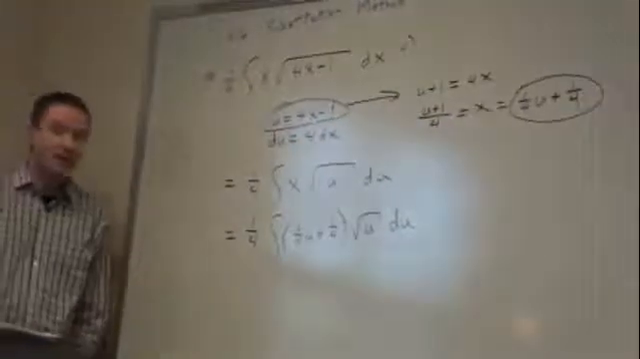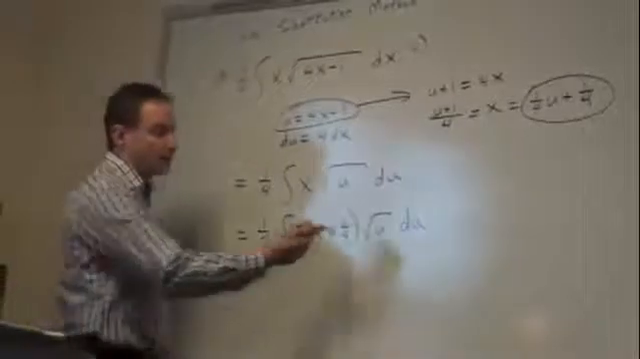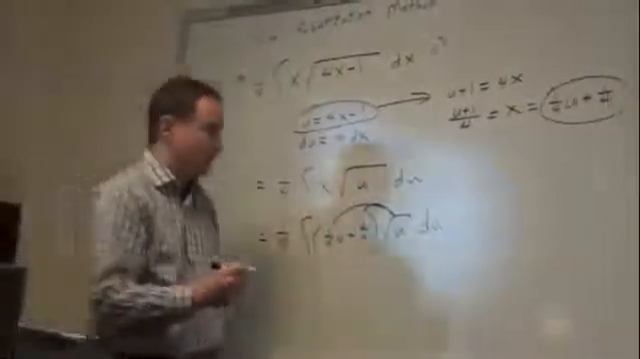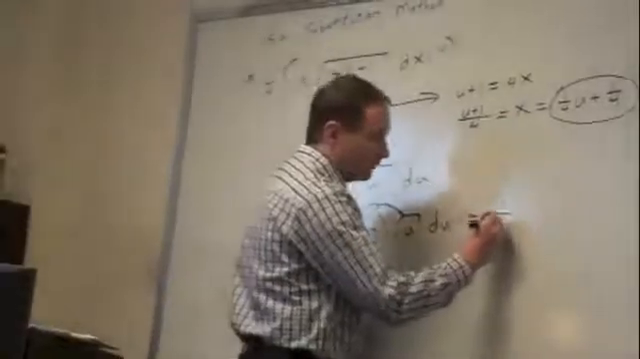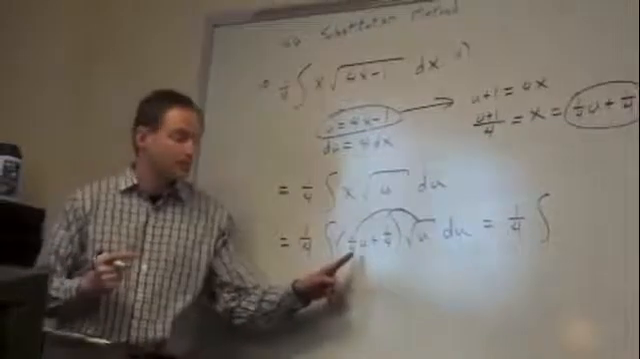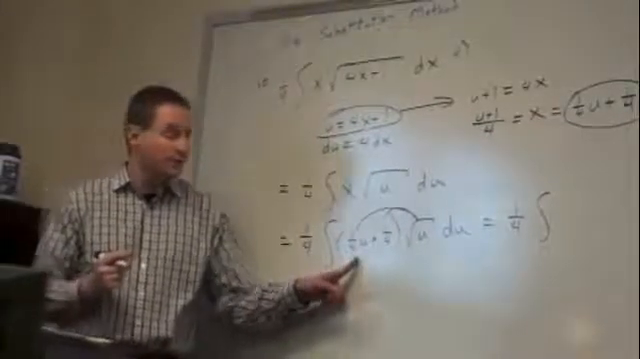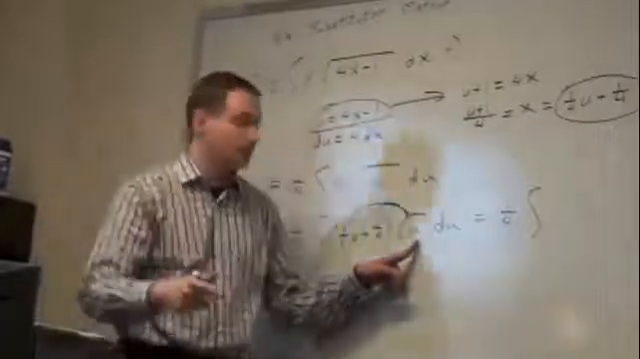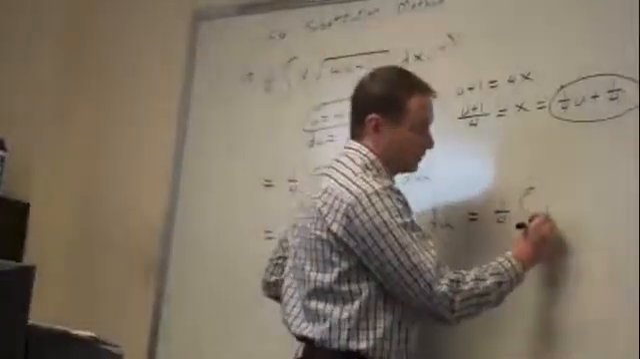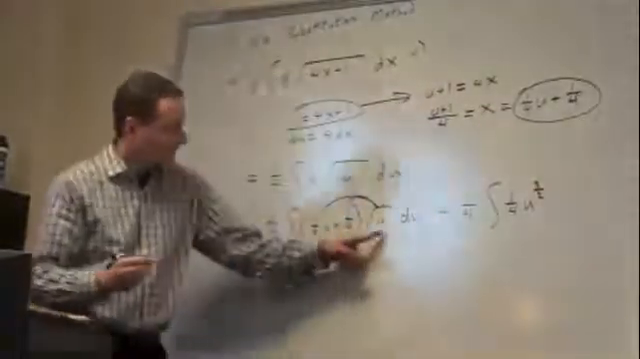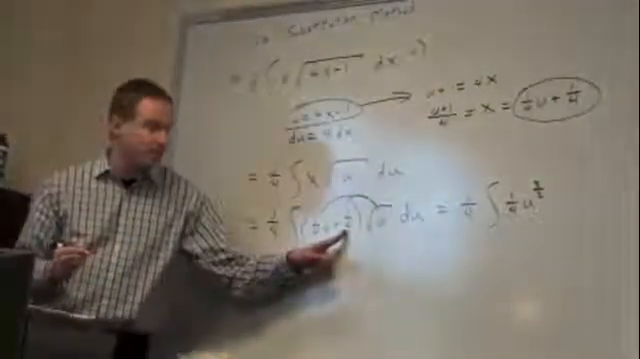I still can't integrate a product, so I'll distribute the u throughout this group, and I'll say this is 1/4 the integral. My first term, 1/4 u to the first times u to the 1/2, is 1/4 u to the 3/2 power, and then of course the second one is just going to be plus 1/4 u to the 1/2.